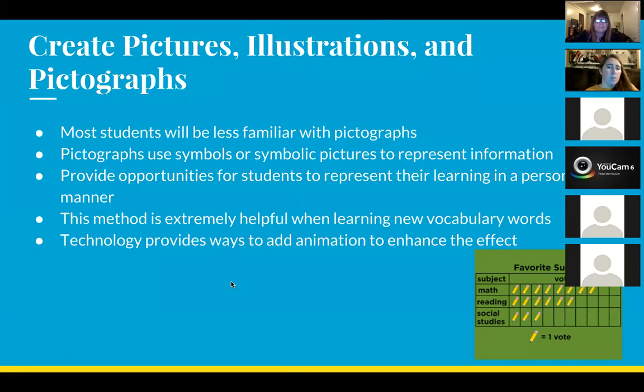This way is extremely beneficial when you're teaching the students new vocabulary words, especially with pictures and illustrations. A lot of times when I'm teaching my kids vocabulary words, we will talk about what the word means, and we'll talk about using it in a sentence, and then I give the students a chance to draw a picture about that word. And a lot of times they just beg me to skip the first parts and just talk about drawing the pictures to represent the words.